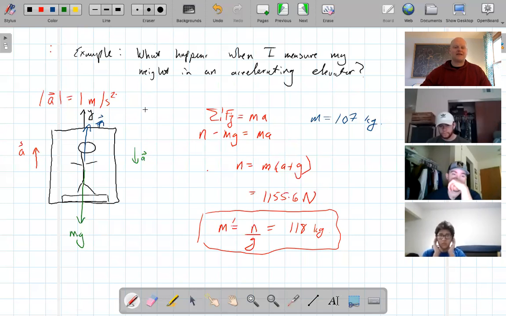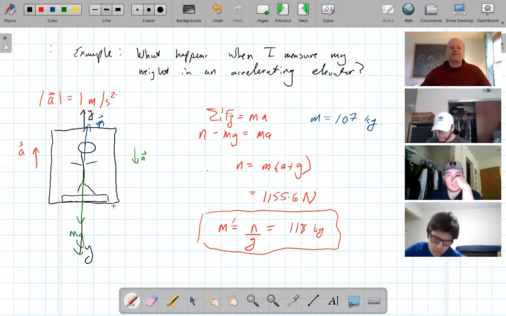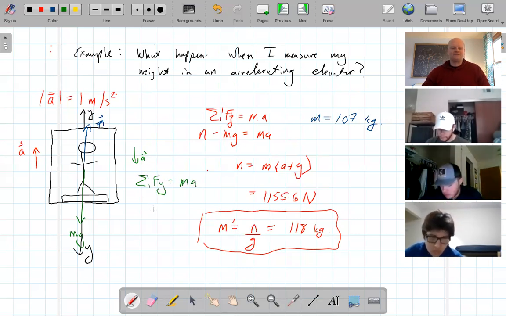So if this thing was accelerating downward instead, here I'm going to choose my positive y to be downward. I want to do that to make sure that the y direction is in the same direction as the acceleration, because I have to remember that a here is a vector. If this is in the opposite direction as my positive y, then I have to make sure I put that negative sign in here. So let's look at that one. Here I'd say the same thing: the sum of the forces in the y direction is equal to ma because it is accelerating.